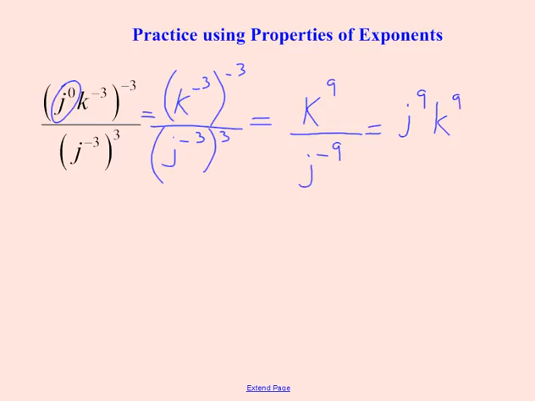I cannot use the product rule because these are not like bases. And it should be noted that whenever we write an algebraic expression, we put the variables in alphabetical order. And in the alphabet, j comes before k. So this is my simplified answer, j to the 9th, k to the 9th.